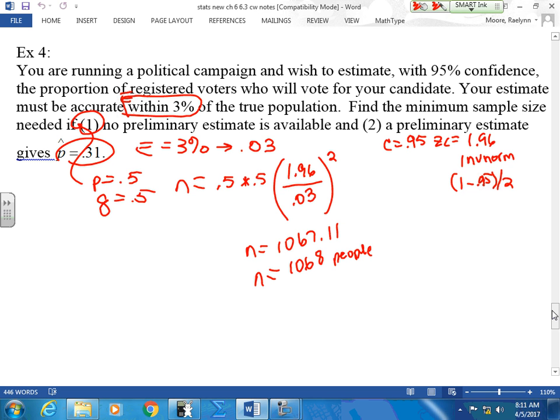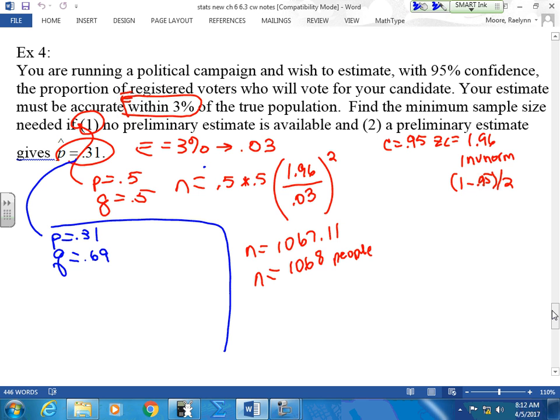Now, second time around, I do have an estimate. P is 0.31. Now I'm running this, I'm doing this again. But I realized from the first time I did this, that now 31% of the people in the population like my candidate. So now I have a good estimate to go by. So what's my Q? 0.69.